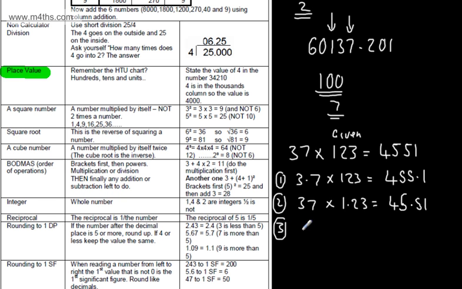Let's say we have now 0.37 multiplied by, let's go for 12.3. Okay, so we can see that this one has got 100 times smaller and this one has got 10 times smaller, so our answer is going to be 1,000 times smaller. So we're going to end up now with 4.551.